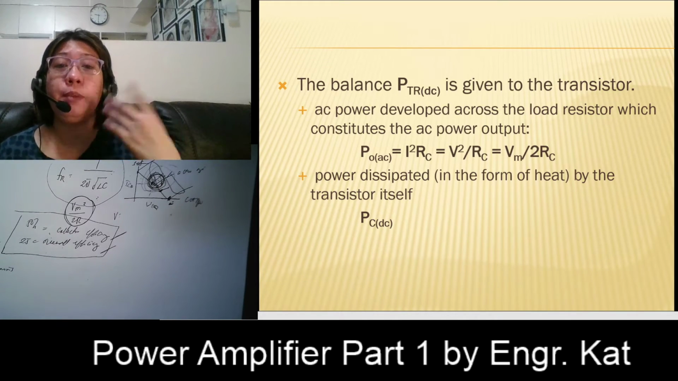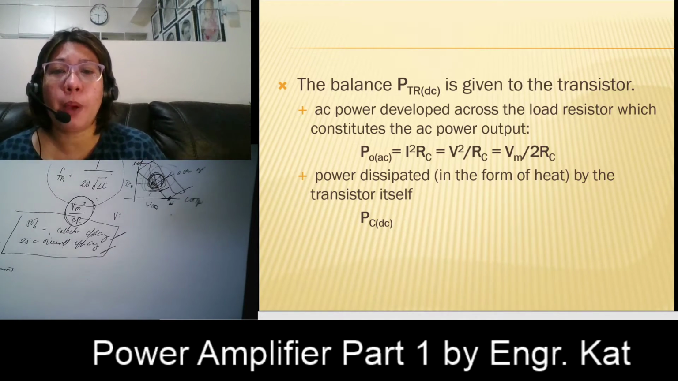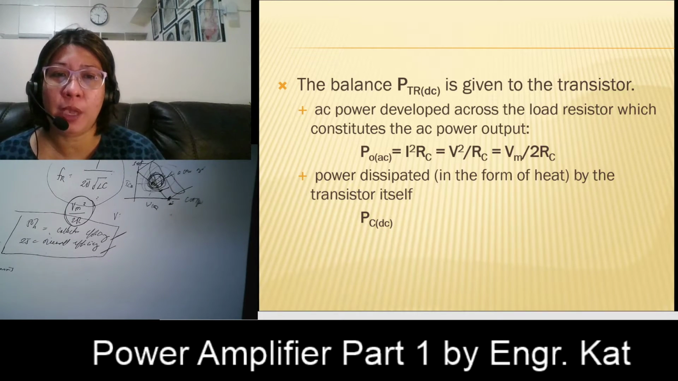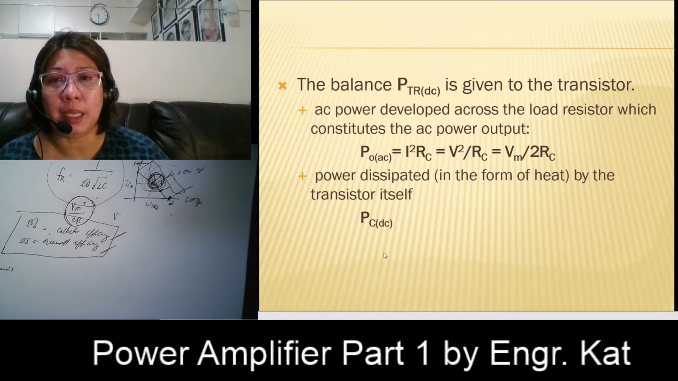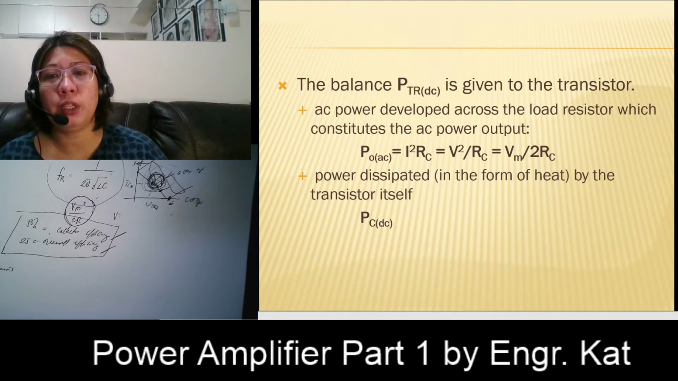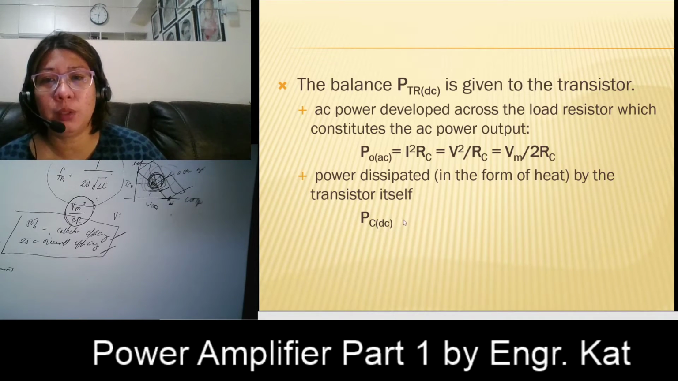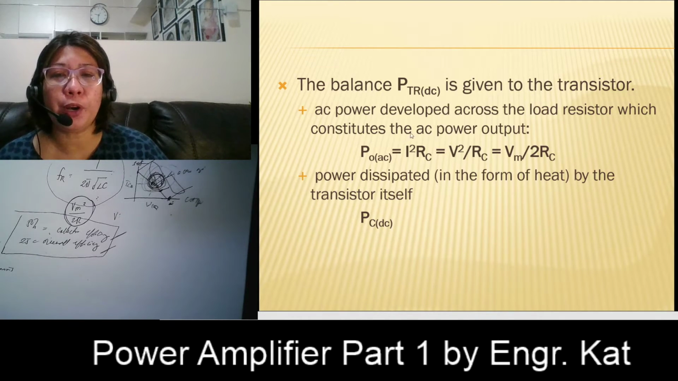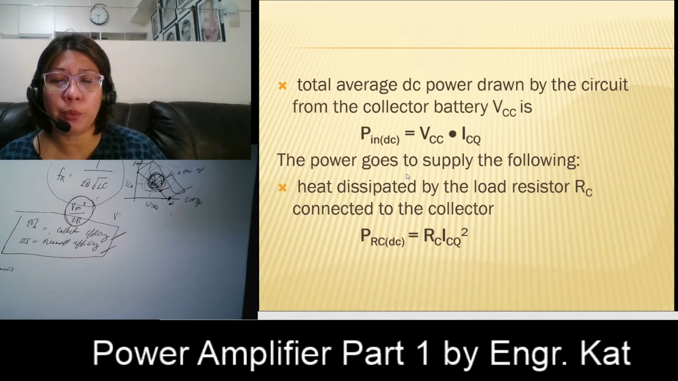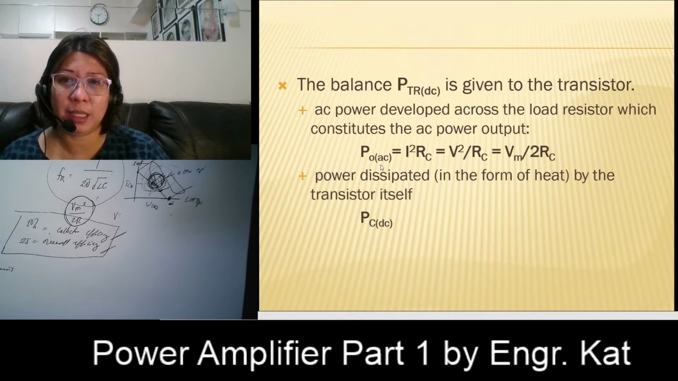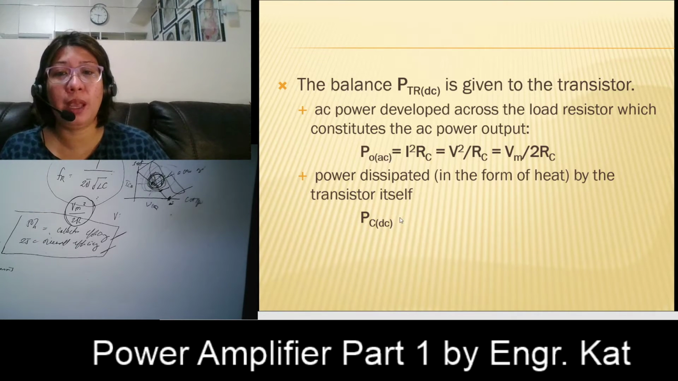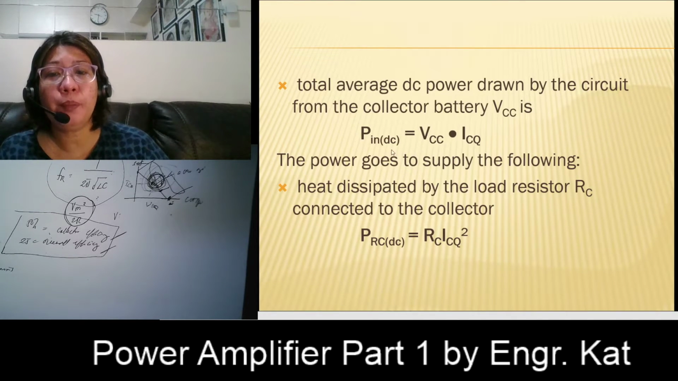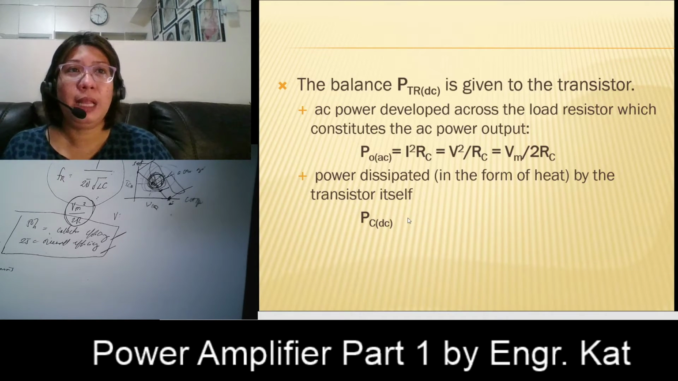The remaining is the power dissipated again in the form of heat by the transistor itself, and we call that PC-DC. If you hold on to the transistor, you can also feel heat, which means it also dissipated power. Therefore, out of all those DC powers that we have, we only wanted the AC output power in getting your efficiency. This is our goal. All DC powers from this formula are losses.